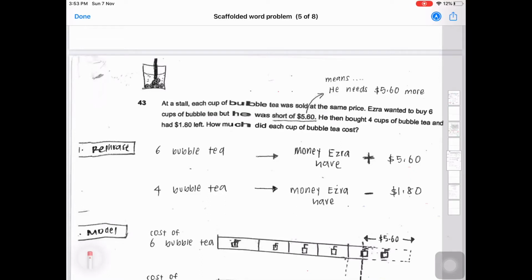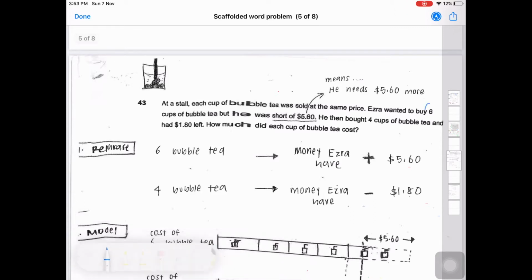In this video, we're going to look at corrections for question 43 and 44. Let's read. At a stall, each cup of bubble tea was sold at the same price. Estra wanted to buy 6 cups of bubble tea.